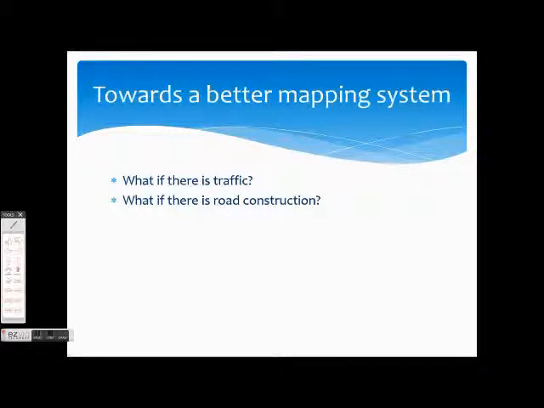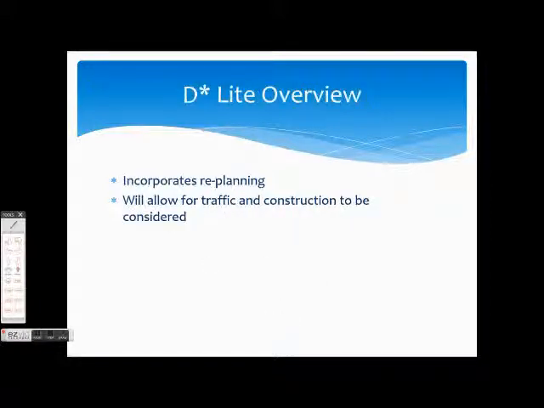Finally, we're going to talk about other considerations that can be built into a mapping software. For example, what do we do if there is heavy traffic, or what do we do if there is construction that was unforeseen? And the solution to this is, instead of using an A-star search, use a D-star Lite search. D-star Lite incorporates replanning into its algorithm, that is, reusing previously found paths with updated heuristic values in order to come up with better solutions more quickly, in order to dynamically analyze the world.